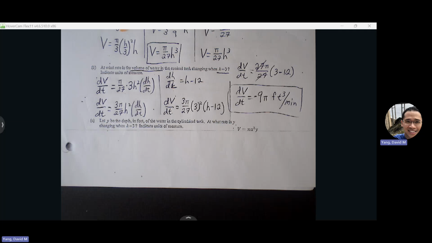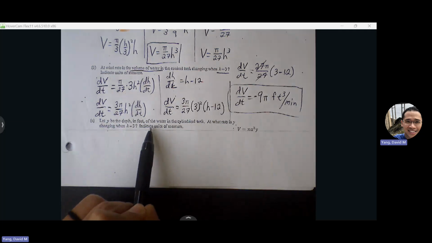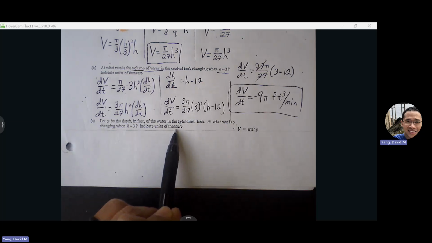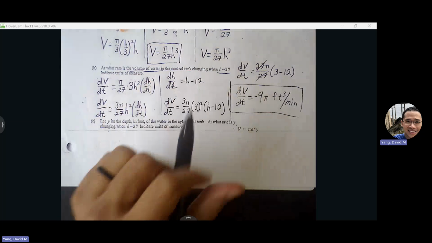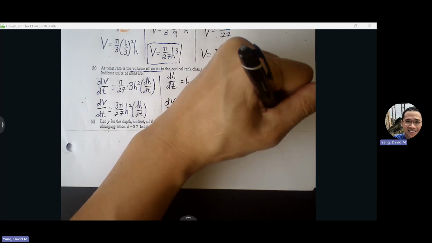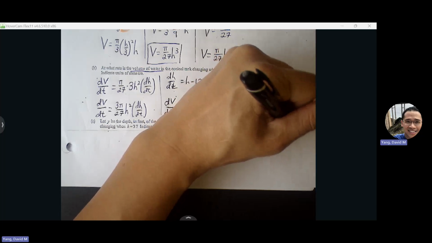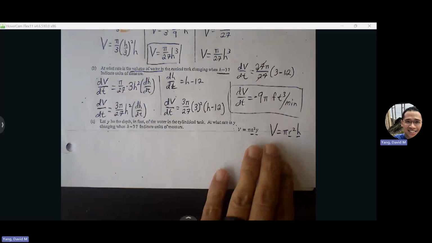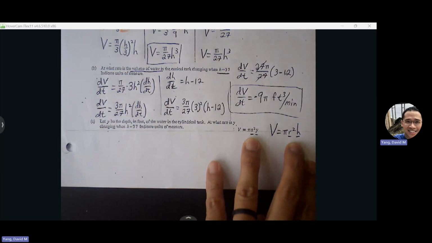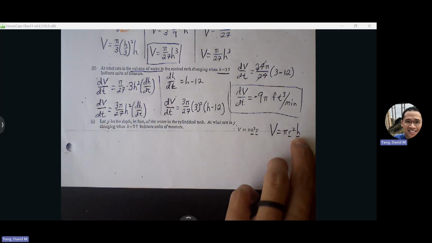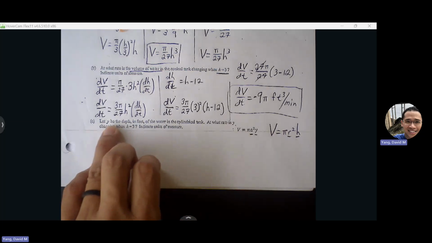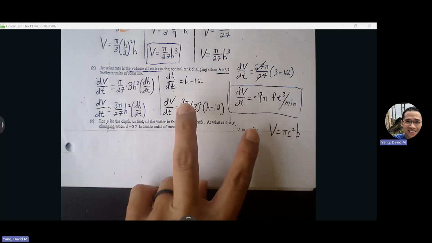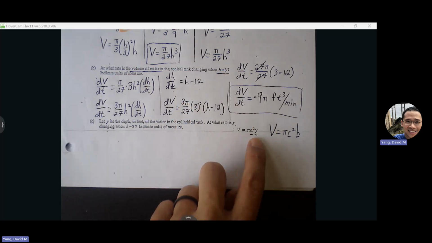Part C, let y be the depth in feet of the water in the cylindrical tank. At what rate is y changing when h is equal to 3? Indicate the units of measure. So the volume formula for a cylinder is pi r squared h, but instead of r and h, we're using a and y just so that we're not duplicating the variables. If you want to use r and h, you can, but they're specifying y, so I think it's best if we just adapt to whatever they're using. So a is our radius and y is our height.